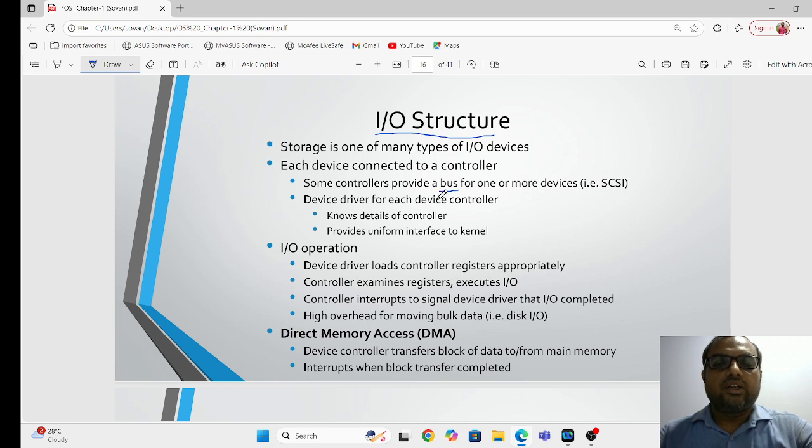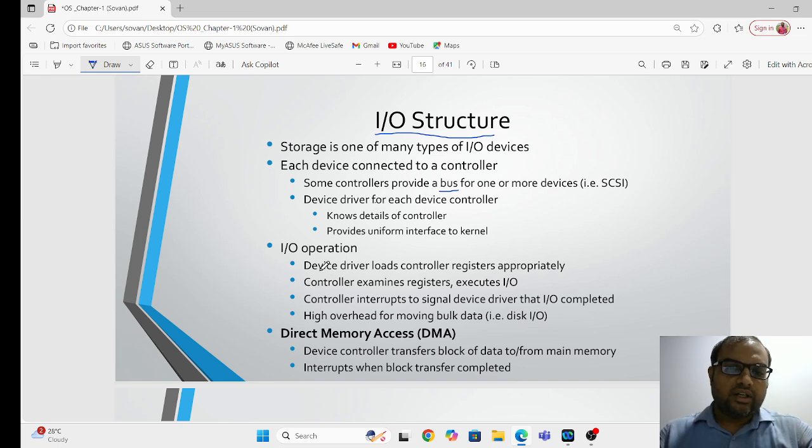Each of the input devices has a buffer present, because the CPU is faster than your IO devices. IO devices are slower. So first, from the IO devices, all the input or output data will be stored in the buffer, and from the buffer the data will be fetched and accessed by the CPU or stored in your main memory.